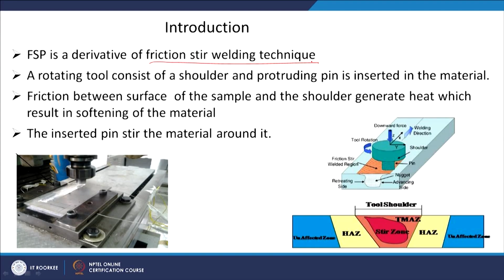Actually, this whole process started with the friction stir welding technique, where you take two plates and you can join them by doing this. There is a material movement from one side to another side, and this material movement will ultimately join the two plates, for example. So this was actually proposed as a welding technique initially, and a lot of work is there on friction stir welding also.